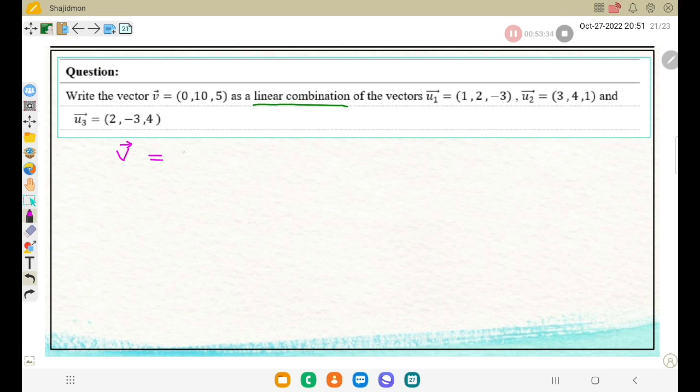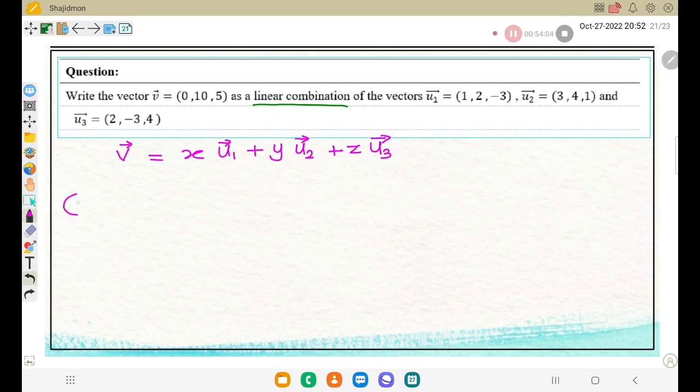Vector v equals a scalar, a number x, multiplied by the u1 vector, plus another scalar y multiplied by the u2 vector, plus z, another scalar, multiplied by the u3 vector, correct? You can take k1, k2, k3 also instead of x, y, z. So x u1 plus y u2 plus z u3. Now apply the v value.